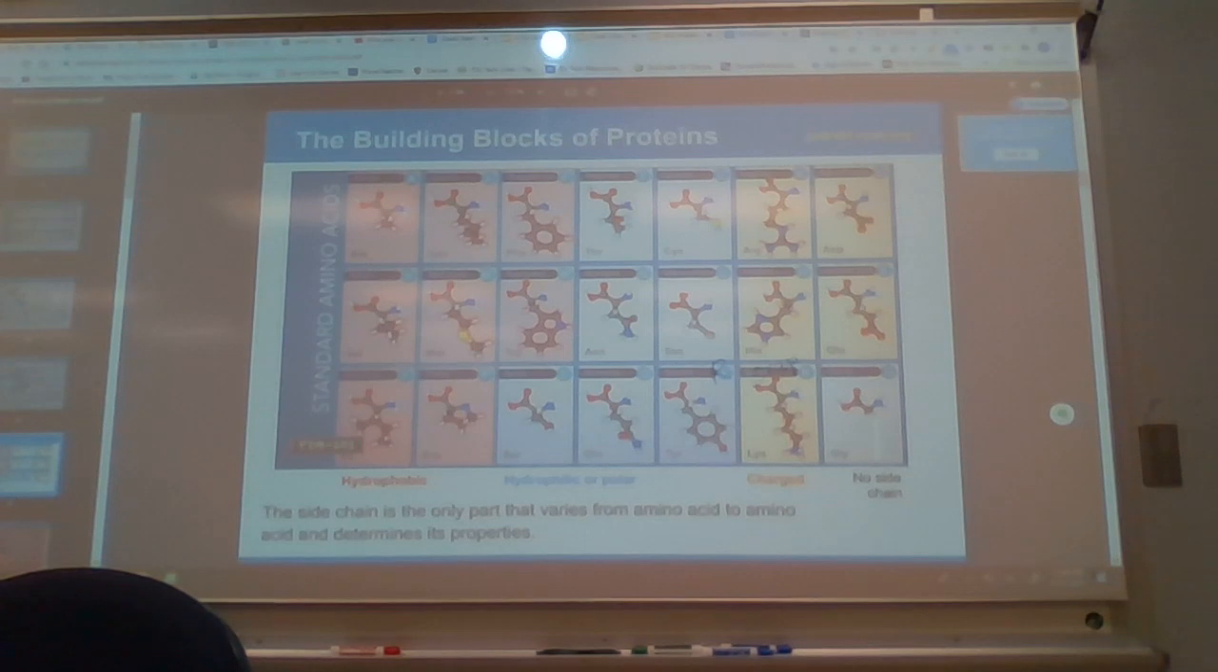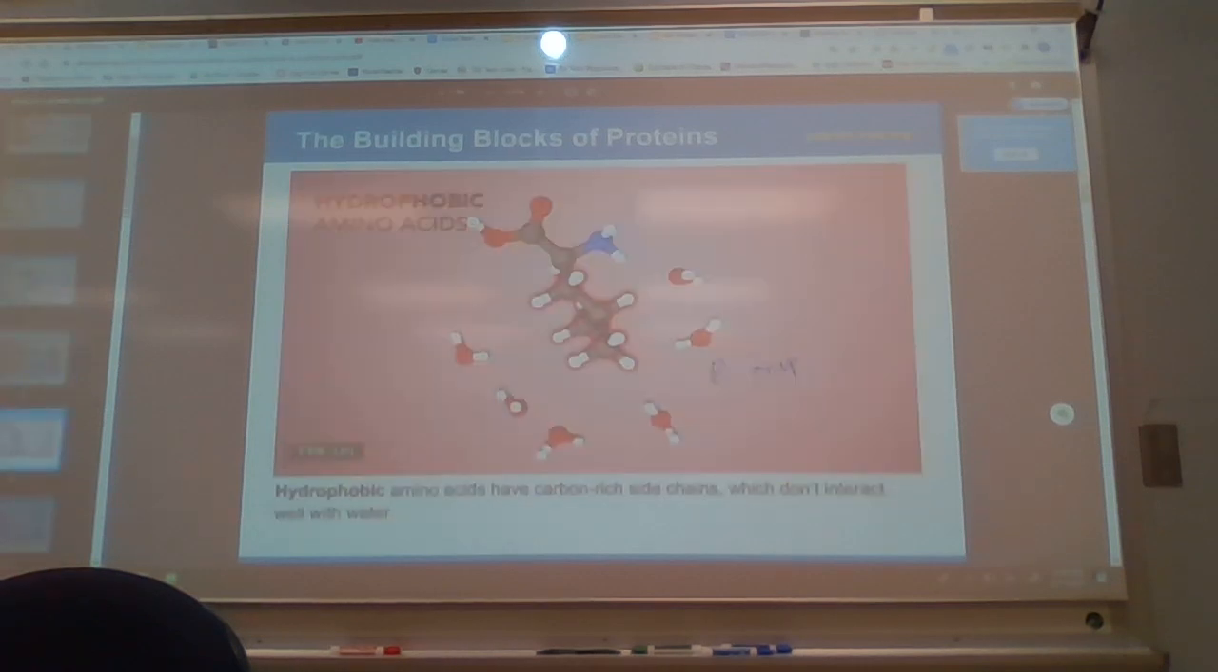And so based on the combination of those in your protein, parts of your protein are not going to want to be close to water, so they're going to huddle together on the inside. Parts of the protein are going to love water. They're going to want to be on the outside of the protein in the cytoplasm, where it's all water. And that's what it's going to show here on the next couple of slides.